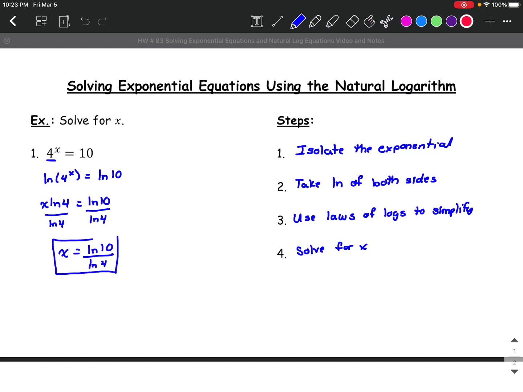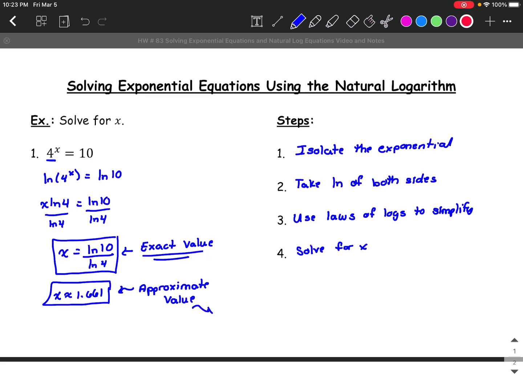Now, this, my dears, is the exact value. That's the exact value, and that should be our answer, unless they ask us to round it. So if we were to type that in our calculator, it does turn out that this is about 1.661, and this is what we call the approximate value. And we only use this only if you are told to round your answer.